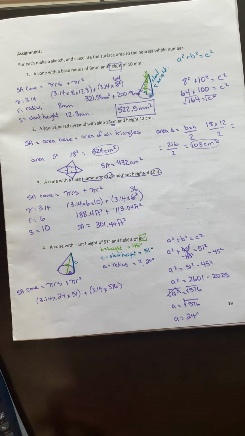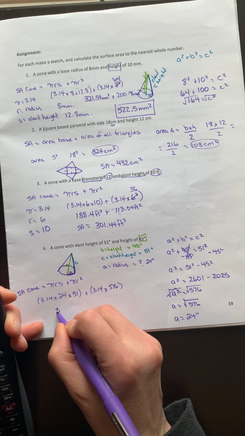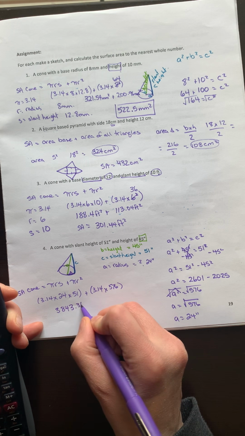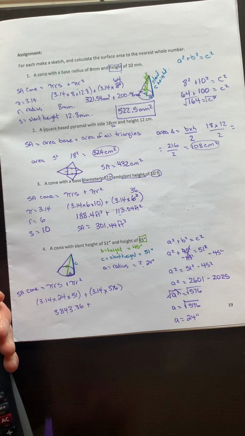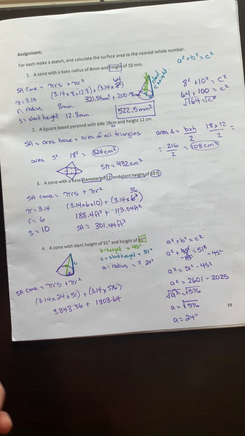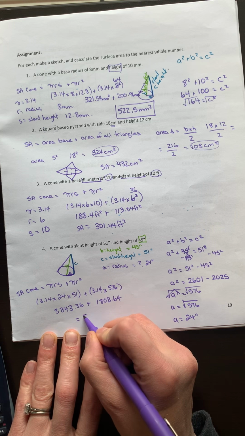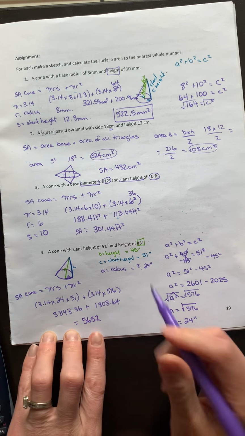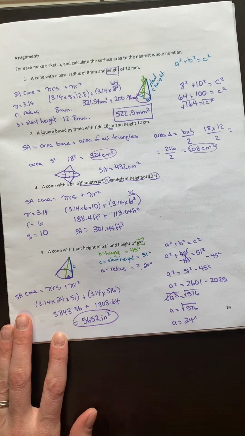And then I can multiply everything together. 3.14 times 24 times 51 is equal to 3,843.36, plus 3.14 times 576, which is 1,808.64. Add those two together, and I get 5,652 inches squared. Okay, so squared inches. So here is my answer.